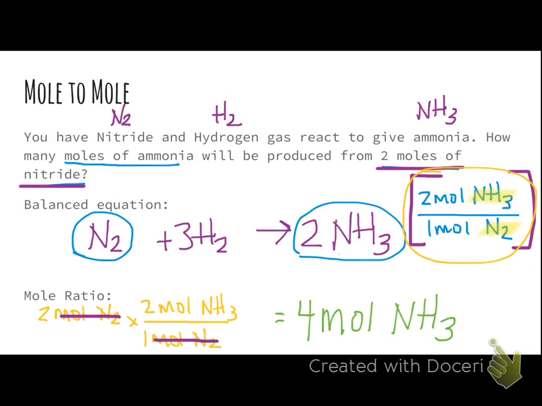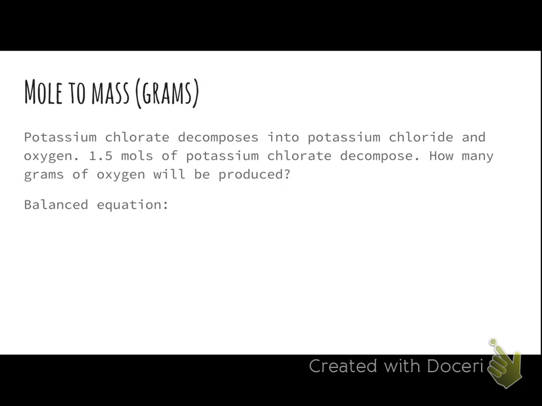So now we're going to make it a little harder. We're going to go from moles of one substance to mass or grams of another. Potassium chlorate decomposes into potassium chloride and oxygen. 1.5 moles of potassium chlorate decomposes. How many grams of oxygen will be produced? So first thing we have to do is write out our equation. So go ahead, pause this. I want you to write out a balanced equation on your own. Come back and double check. You can never get enough practice doing this. So pause it, write your own, come back and check.